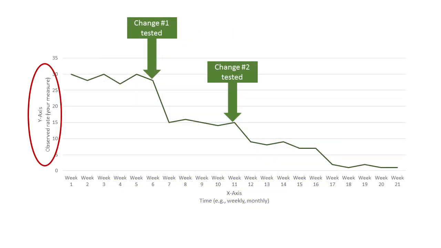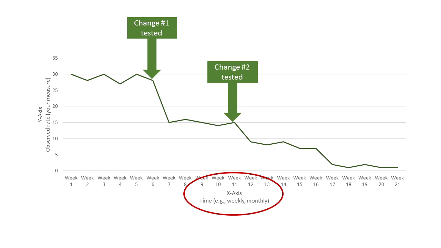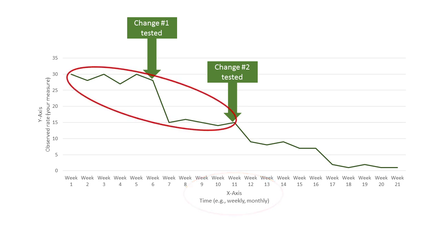Creating a run chart is pretty straightforward. First, determine the purpose of the chart and the quality measure that you plan to monitor. This typically goes on the y-axis. Then select the time interval for data collection, for example, hourly, daily, weekly, monthly. This typically goes on the x-axis. Next, collect and plot your data.